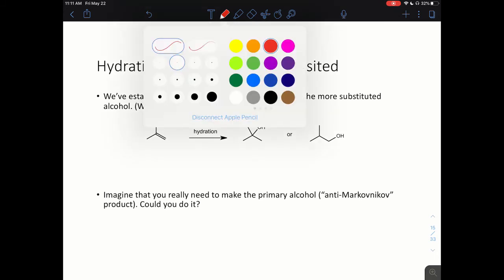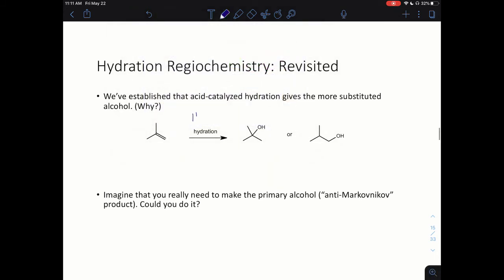Now, let's continue with our discussion of hydration. In a hydration reaction, HOH is added across the 2 carbons of an alkene. We can imagine this reaction proceeding to make the more substituted alcohol, the secondary alcohol, which we refer to as the Markovnikov product. Or we can imagine making the primary alcohol to generate the anti-Markovnikov product, the less substituted alcohol.